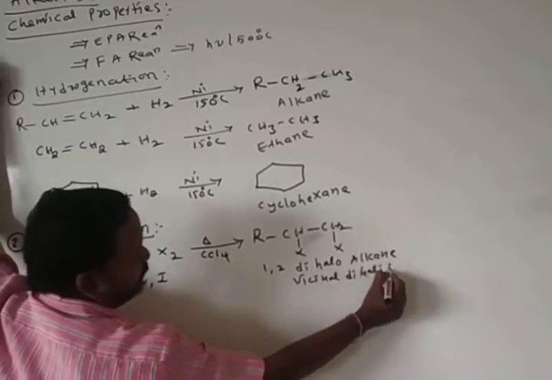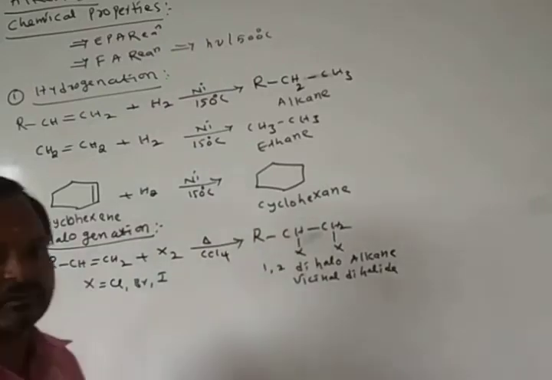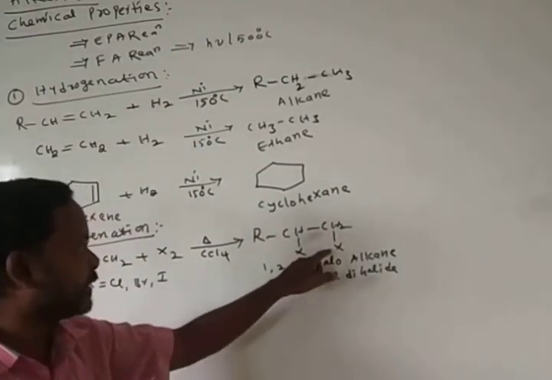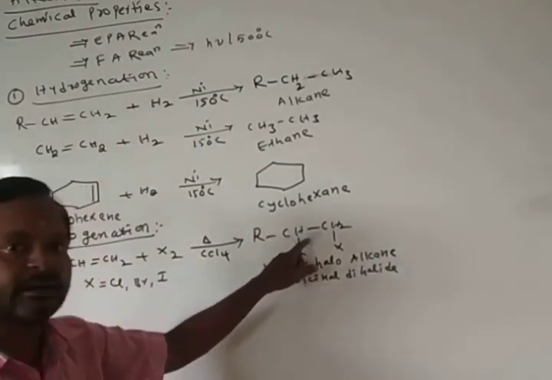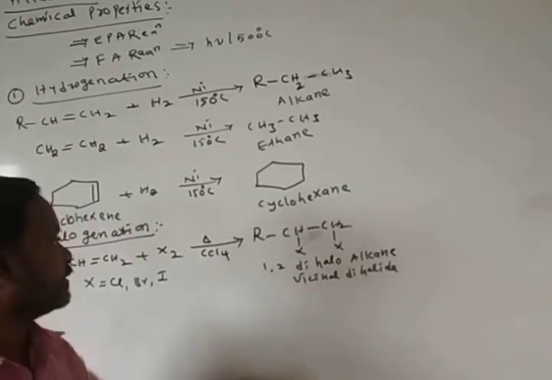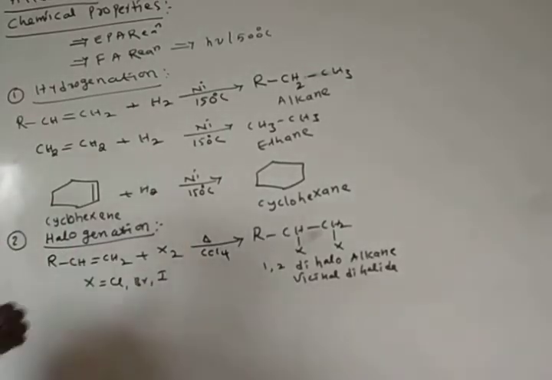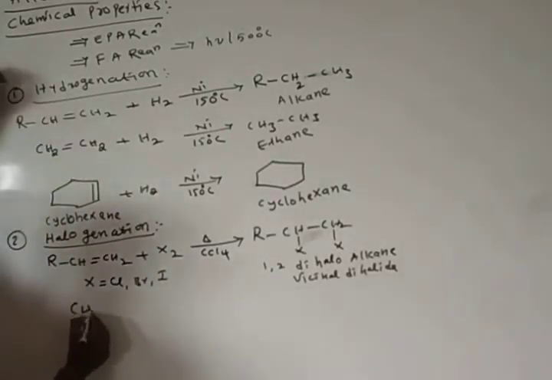What is the meaning of vicinal dihalide? If two halogens are present at adjacent carbon atoms, see, one halogen is present here, one halogen is present here, two halogens are present at adjacent carbon atoms, then we call them vicinal dihalides.